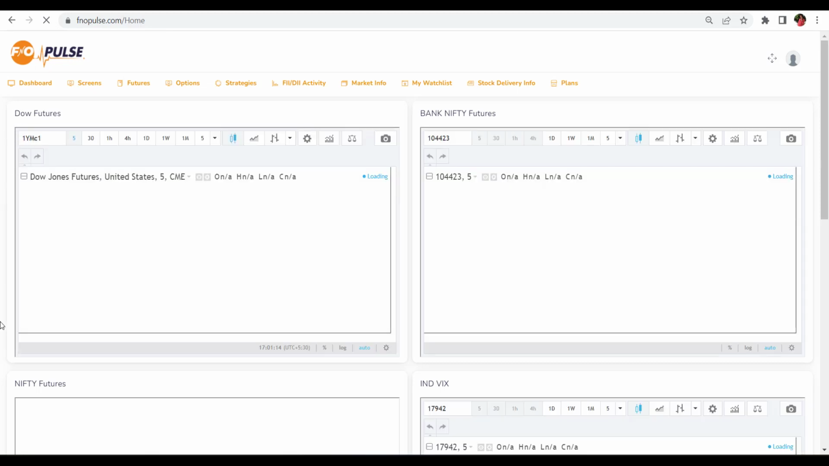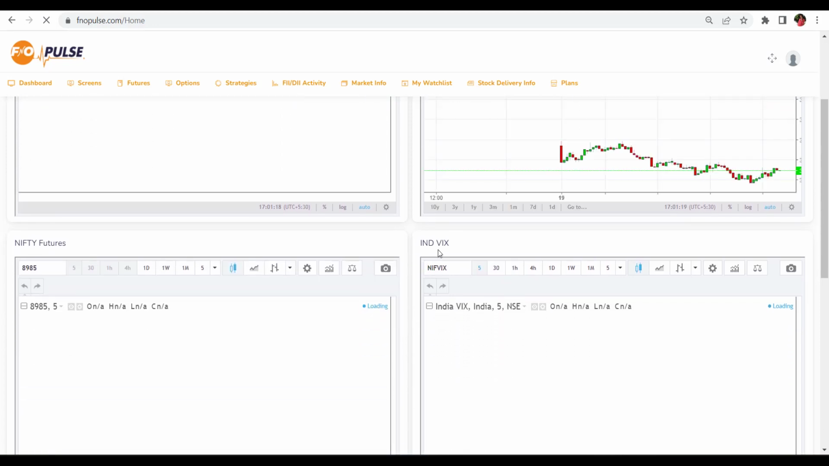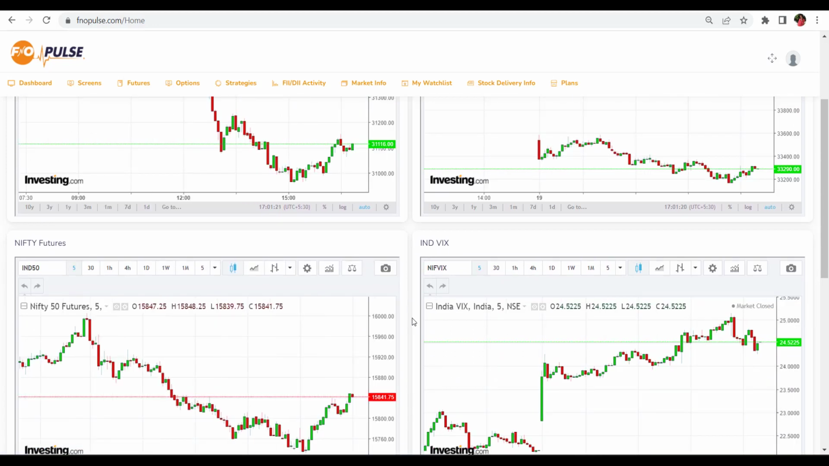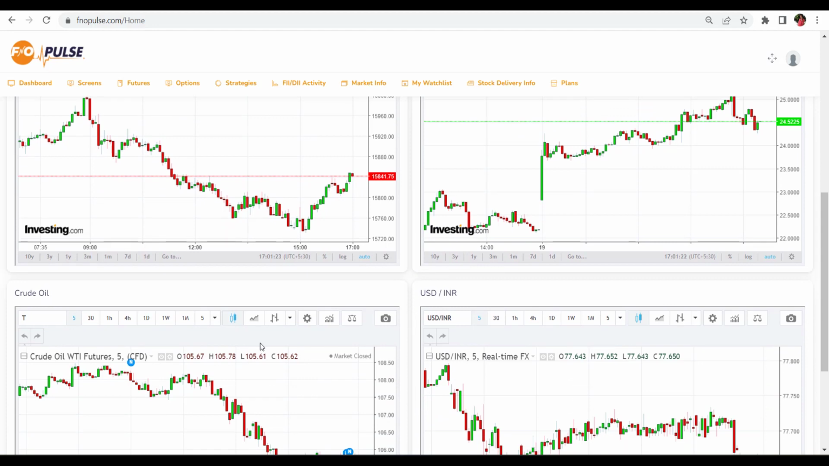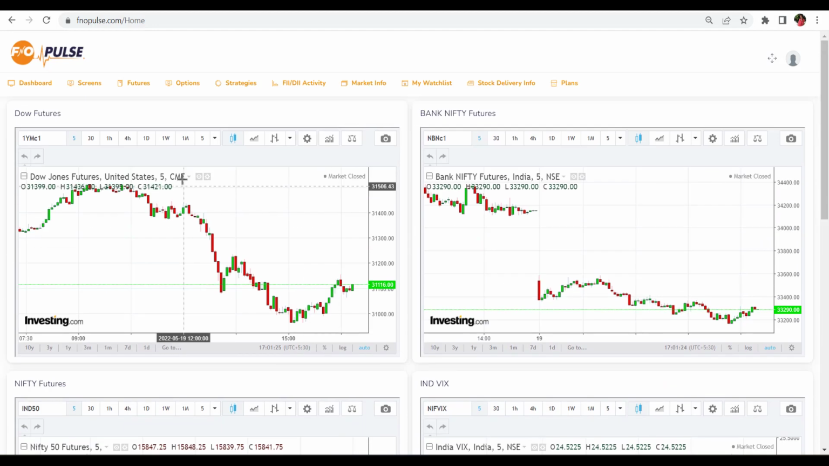global market Dow futures and our Bank Nifty futures, INDBX, crude oil and USD INR. This will help you better understand how our market is going to open for the day. If you analyze the Dow futures, crude oil and the USD INR, these three, you will understand how our market will be going.